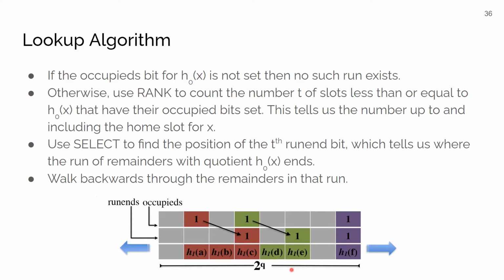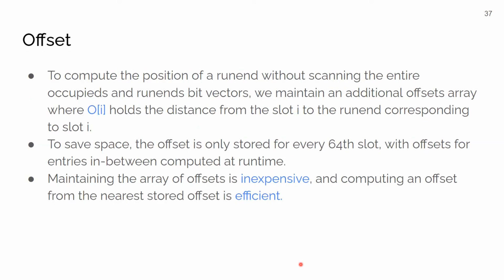Now, as you noticed, both these rank and select operations, which are used to find the position of the run-end, require linear scans on the vectors. In order to compute the position of a run-end without scanning the entire occupieds and run-ends bit vectors, we maintain an additional offsets array where O of I holds the distance from the slot I to the run-end corresponding to slot I. To save space, the offset is stored only for every 64th slot, with offsets for entries in between computed at runtime. Maintaining the array of offsets is inexpensive, and computing an offset from the nearest stored offset is efficient.